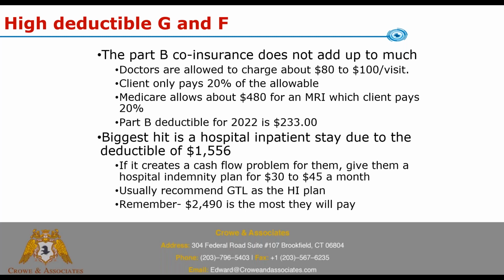So when it comes to a high G or high F, the Part B doesn't accumulate much out of their pocket. I mean, it's so negotiated and they're only paying 20%, so they really just don't see big numbers out of their pocket. The biggest hit on the high deductible G plan is the hospital deductible. So the inpatient deductible for 2022 is $1,556. And if they go inpatient in the hospital, they're going to take a $1,556 hit. They're going to have to pay that, and that's going to go towards their $24.90 out of pocket.